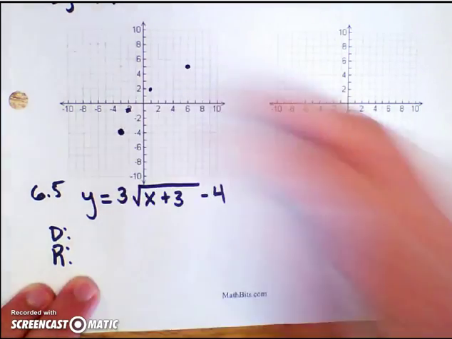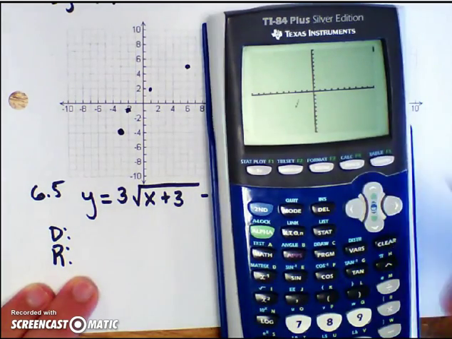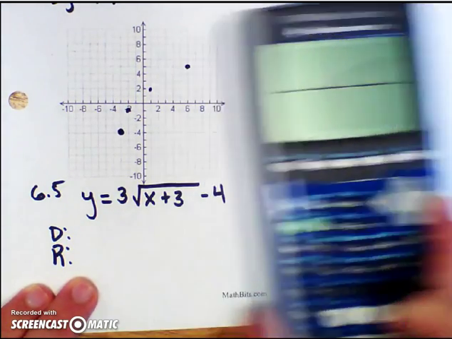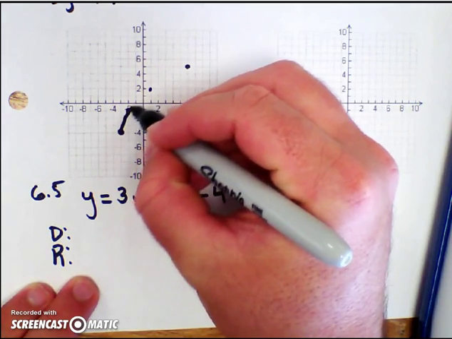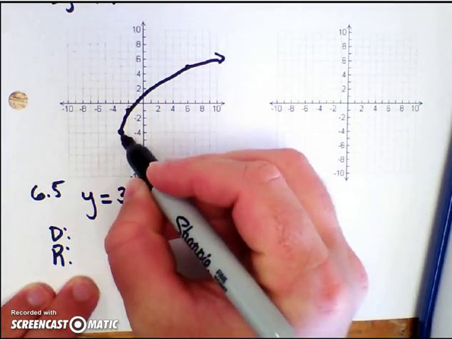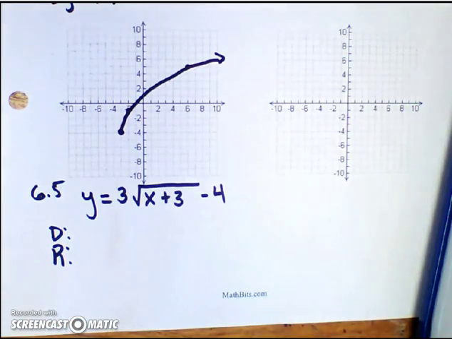And you start here, if you look at your graph, it starts at that point and goes up and to the right forever. So do not have it go past that starting point. Okay? That's your graph. That's all there is to it.